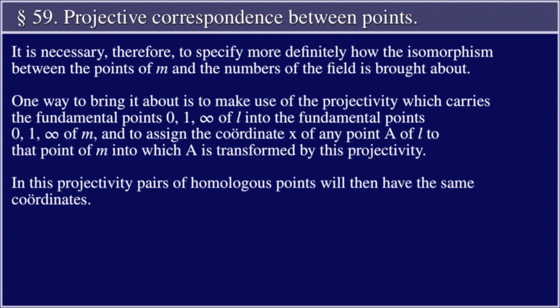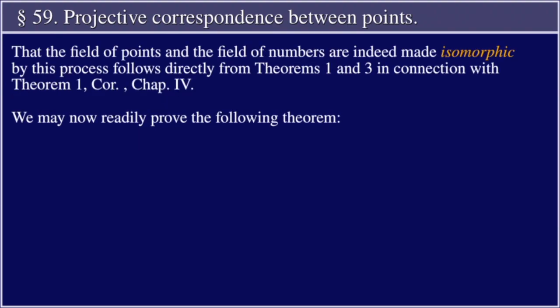One way to bring it about is to make use of the projectivity which carries the fundamental points 0, 1, infinity of L into the fundamental points 0, 1, infinity of M, and to assign the coordinates x of any point A of L to the point of M into which A is transformed by this projectivity. In this projectivity, pairs of homologous points will then have the same coordinates. That the field of points and the field of numbers are indeed made isomorphic by this process follows directly from Theorems 1 and 3 in connection with Theorem 1, corollary of Chapter 4.